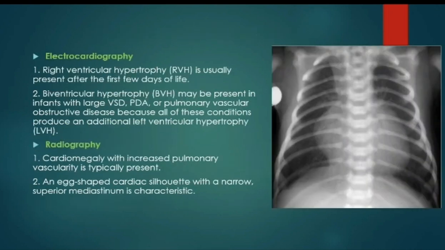ECG shows right ventricular hypertrophy since the early days of life. Biventricular hypertrophy may develop in patients with a large VSD or PDA. Chest X-ray will reveal cardiomegaly with increased pulmonary blood flow, with the characteristic shape of the egg-shaped heart.